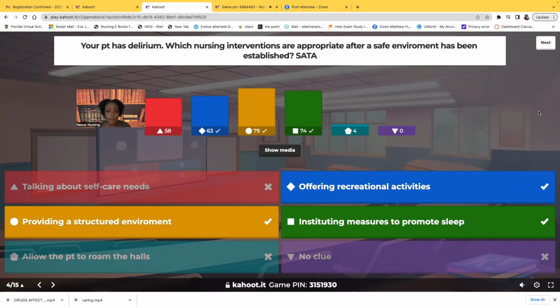Providing a structured environment. Absolutely. This helps with the delirium. I always say your patient that has delirium, that has dementia, in many ways, if you guys have taken pediatric nursing, you kind of treat them like the toddler. When they're getting into something they shouldn't, you don't tell them, hey, stop that. You don't get on them. All you got to do is distract them. You just be like, hey, look over here, and you give them something else to do. You want to provide a structured environment, institute measures to promote sleep.